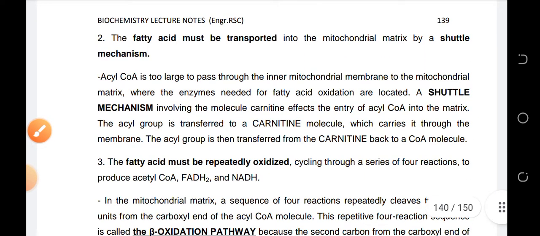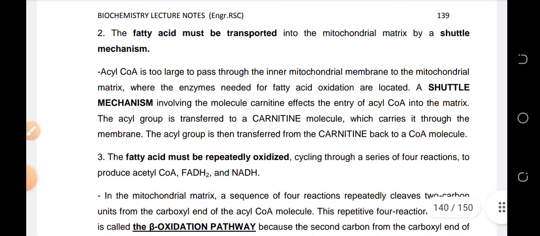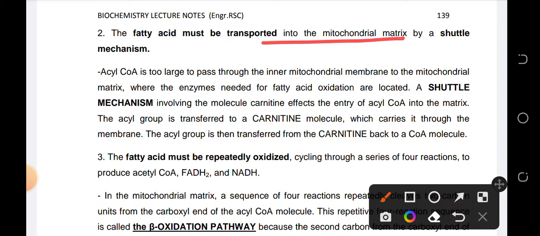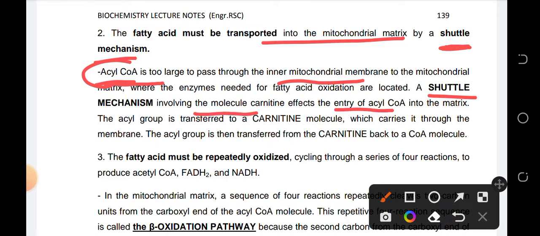From there, the second step will then be the fatty acid must be transported into the mitochondrial matrix by shuttle mechanism. So, shuttle mechanism, sabi dito, acyl-CoA is too large kasi nga acyl has a R, series of carbon atom, too large to pass through the inner mitochondrial membrane to the mitochondrial matrix, wherein the enzymes needed for fatty acid oxidation are located. So, a shuttle mechanism involving the molecular carnitine affects the entry of acyl-CoA into the matrix.